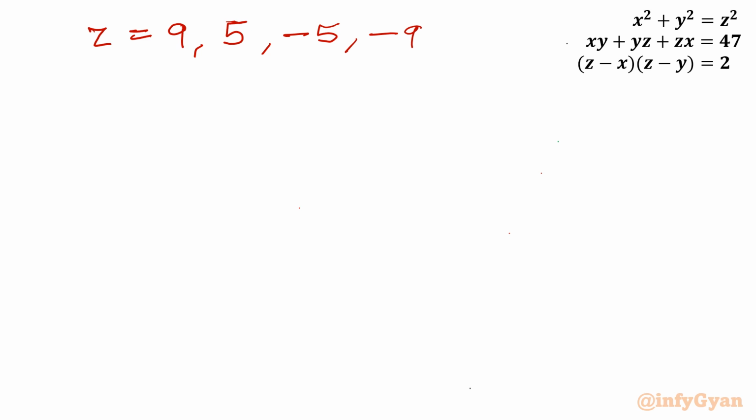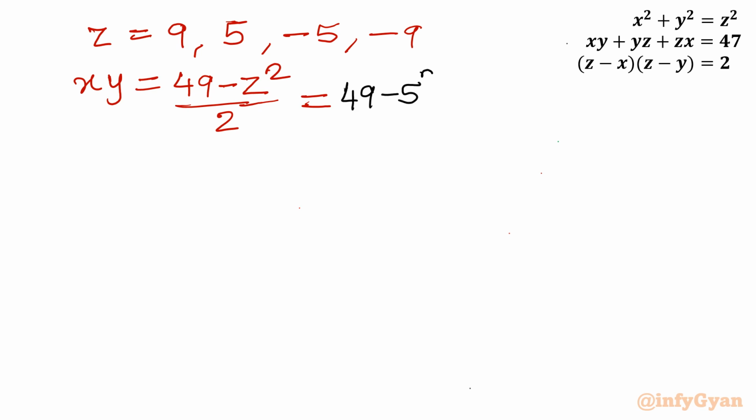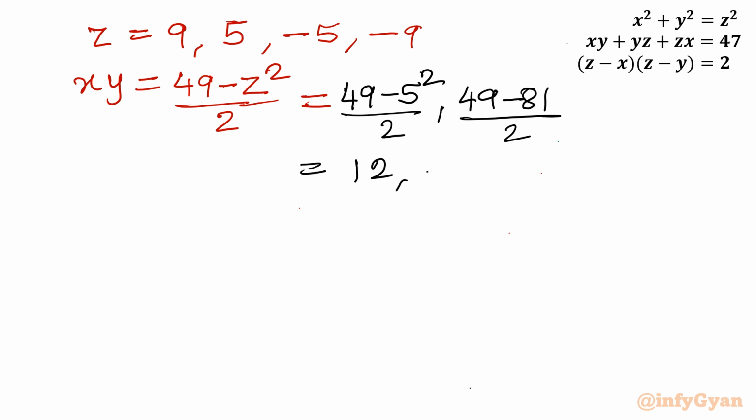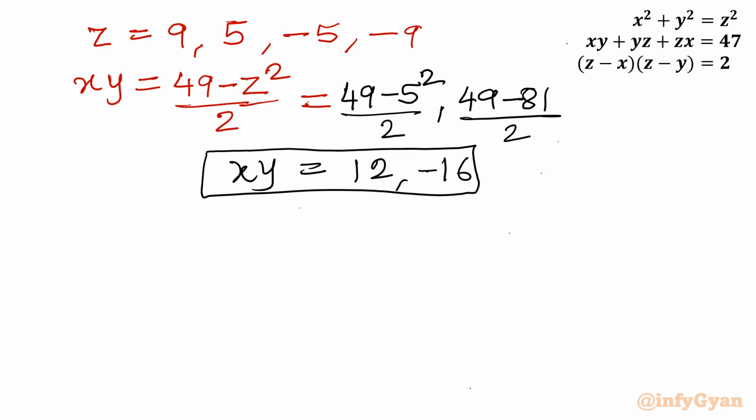Now I will find out xy. This was the relation between xy and z². Now I will substitute 9, 5, −5 and −9. Since z² is involved, plus or minus 5 doesn't make any difference. So I will consider (49 − 5²)/2, that would be one value, and (49 − 81)/2 for 9². If you calculate, this value is 12, and the second value you will get is −16. So the conclusion is x + y was ±7, and we have calculated xy as 12 and −16.